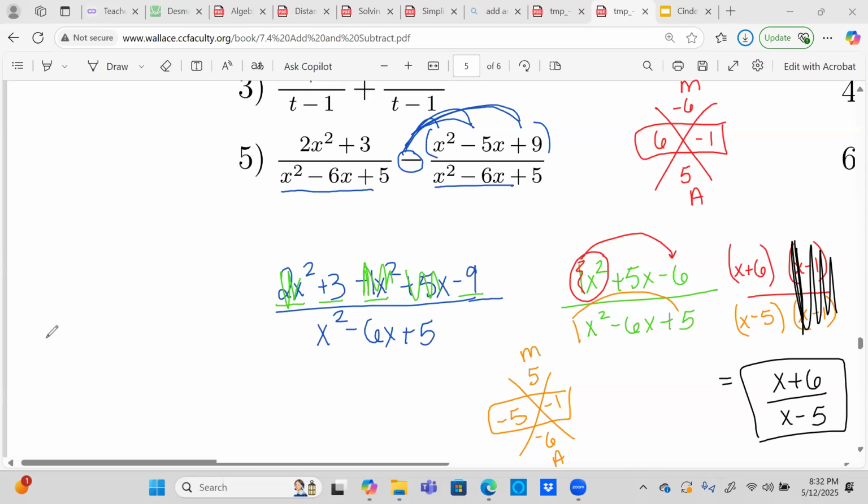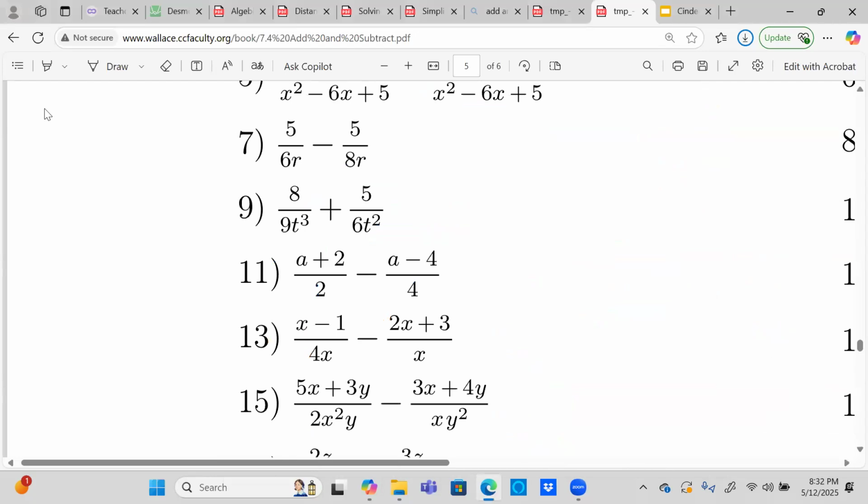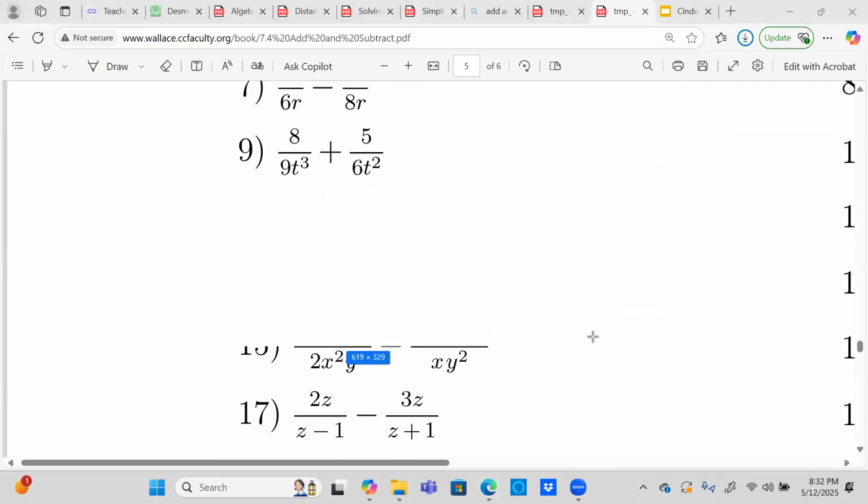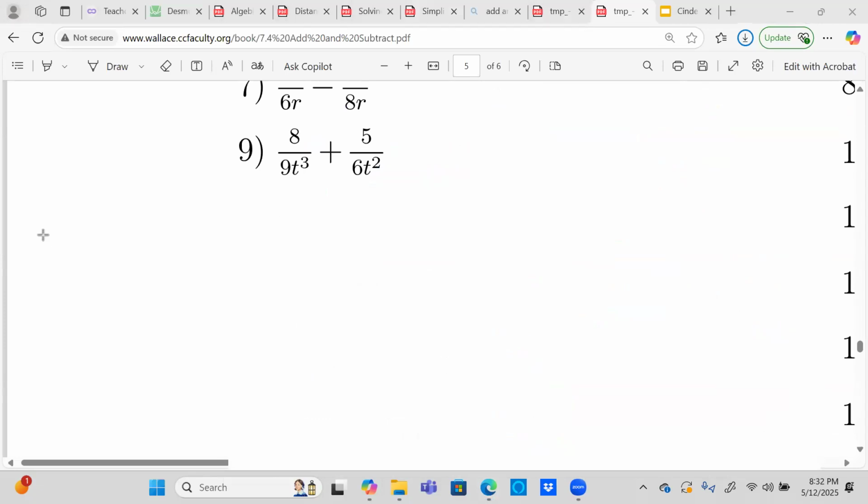Okay, coming down to number 9. This does not have a common denominator, so we need to work on that first. I'm just going to write this bigger. 8 over 9t cubed plus 5 over 6t squared. So looking at the bottom, we need these to be the same. Go through your times tables for 9 and 6. Well, they both would get to 18. So let's turn them both to 18.